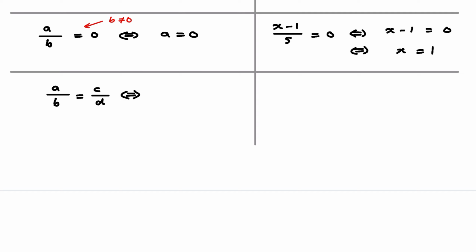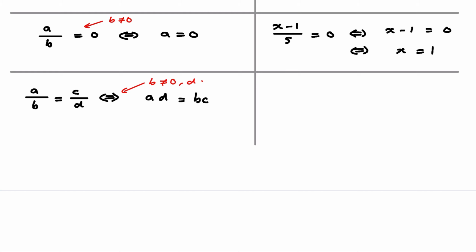So there are two things you can do. Well, there's one thing you can do really. You want to multiply both sides by BD and then simplify. And if you do that, you end up with the following equality: AD has to be equal to BC. And again, we're making the assumption here that B does not equal 0 and D does not equal 0. Otherwise, the left-hand side doesn't make any sense.